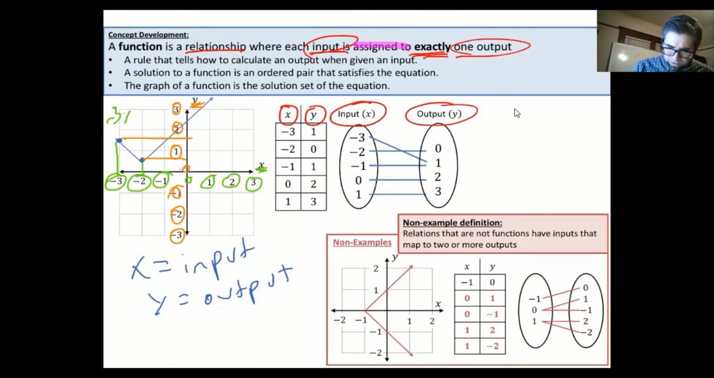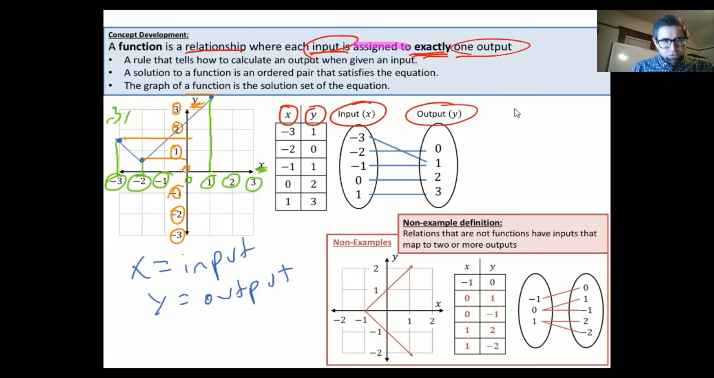Let's check one more and double check if this pattern is holding. Let's check the input 1. So the input 1 is right here. If I draw a line to the function way up there, and here I can see that that's a point of the function. What is the y value that goes with it? I don't know. It's about 3.53 something. So again, there's only one output.